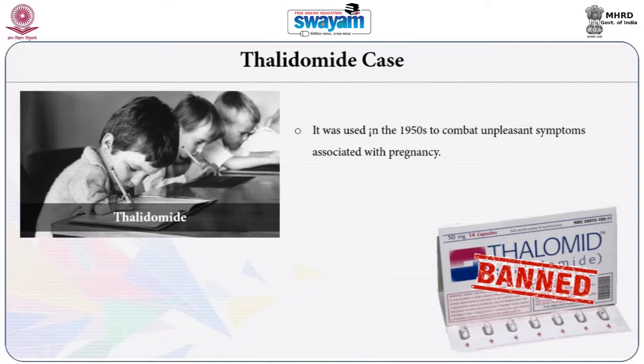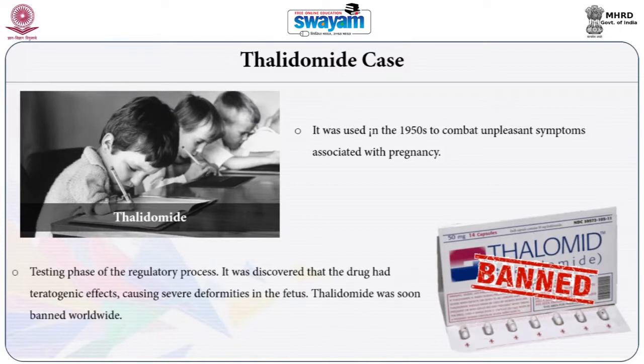At the time it was being used, it was not usually disclosed to the patients that the drug was investigational and still in the testing phase of the regulatory process. It was discovered that the drug had teratogenic effects, causing severe deformities in the fetus. Thalidomide was soon banned worldwide. Unfortunately, approximately 12,000 babies were born with severe deformities due to thalidomide.